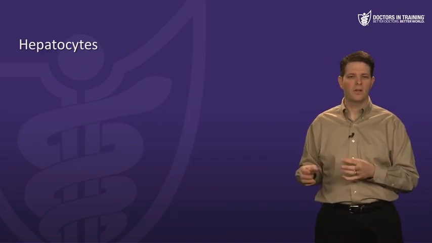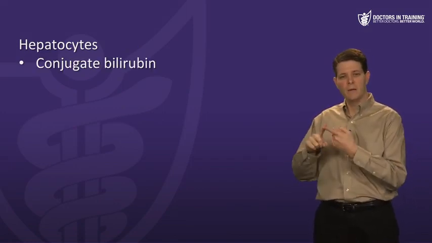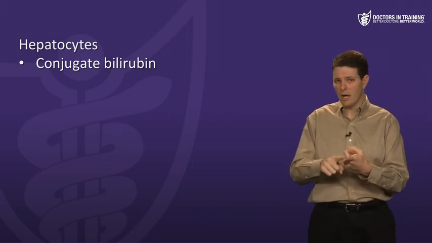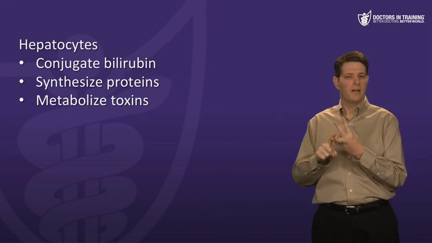So I like to think about liver failure in terms of the three main things that hepatocytes do. Hepatocytes conjugate bilirubin from the blood and excrete it in the bile. Hepatocytes synthesize proteins, and they metabolize toxins.